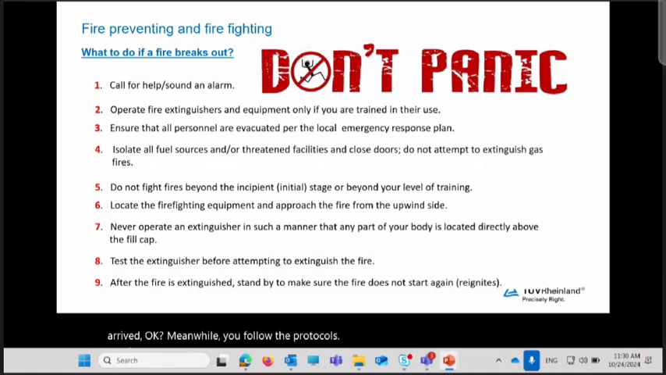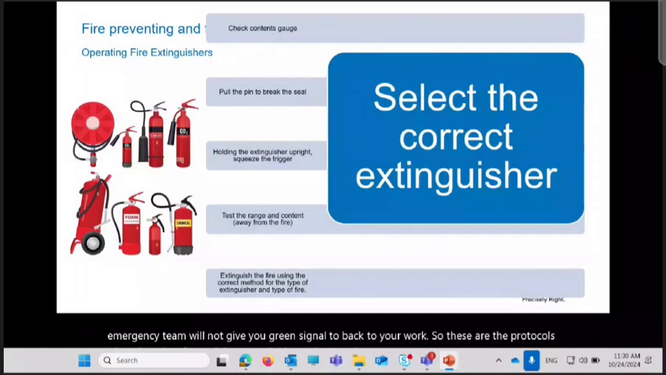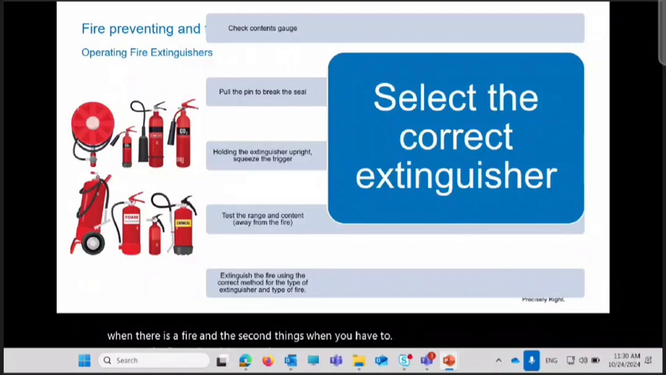You have to generate the alarm so everyone evacuates, and you have to assemble in the assembly area. There will be a roll call, attendance will be called out, and you have to respond and wait until the emergency team gives you the green signal to go back to your work. So these are the protocols when there is a fire. And the second thing, when you operate the fire extinguisher, please use the correct size and correct type of media to extinguish the fire.